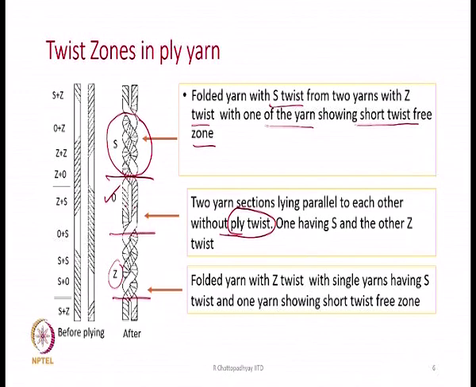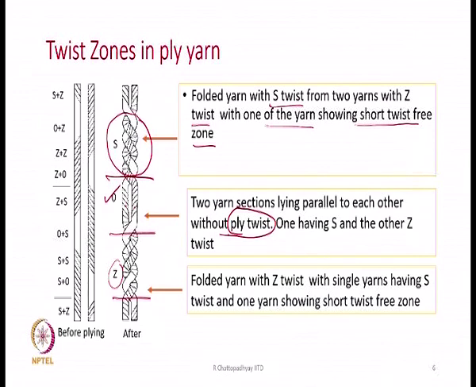So, you have Z 0 S, again Z 0 S, Z 0 S, that is how the twist directions will be seen in the plied yarn of the self twist spun yarn. Sir, so we need to see visually that both strands are not having the same twist. Visually we have to see that both strands don't have the same twist at the same location.